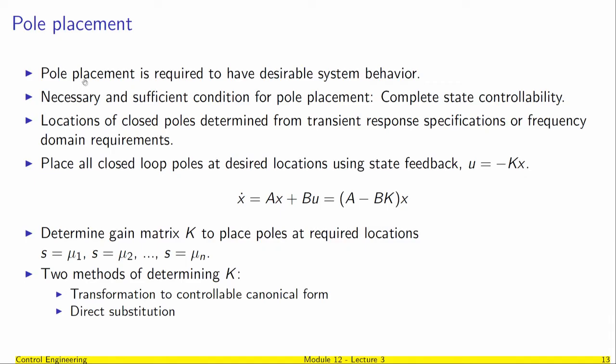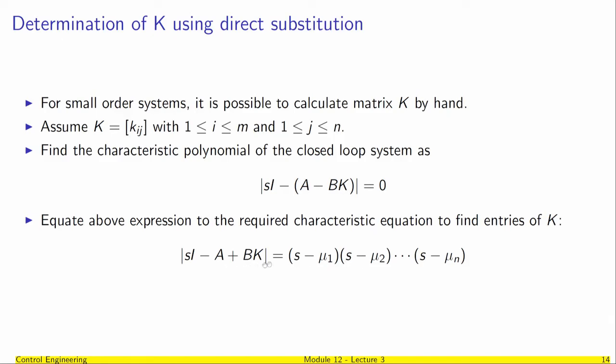So, pole placement. This procedure by which we designed the controller, a state feedback controller u equal to minus kx, to achieve certain performance specifications is called the pole placement technique. Okay. So, this is required to have the desired system behavior. A necessary and sufficient condition is that the system should be completely controllable. Okay. So, what do I do? Well, I know this mu 1 till mu n, and I just equate these two. I compare the coefficients and I arrive at the desired control law.